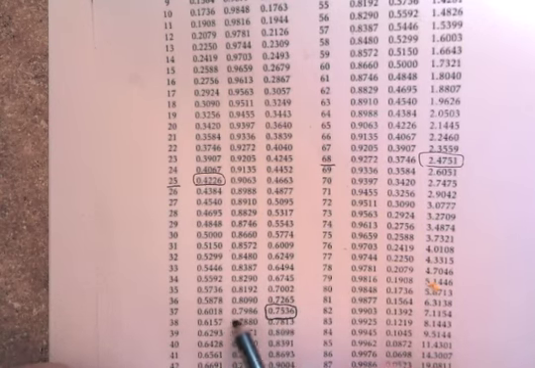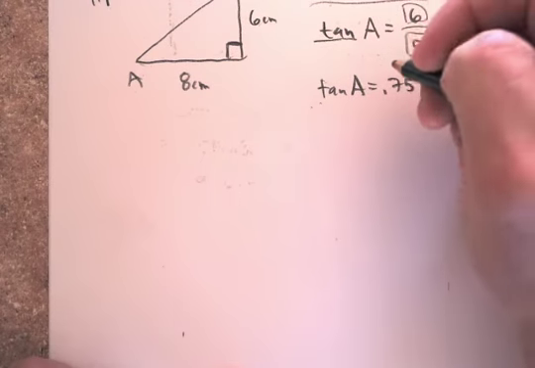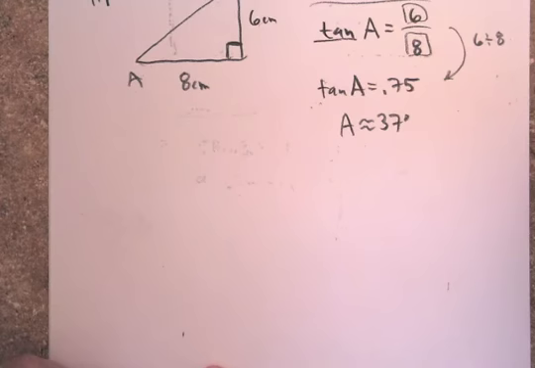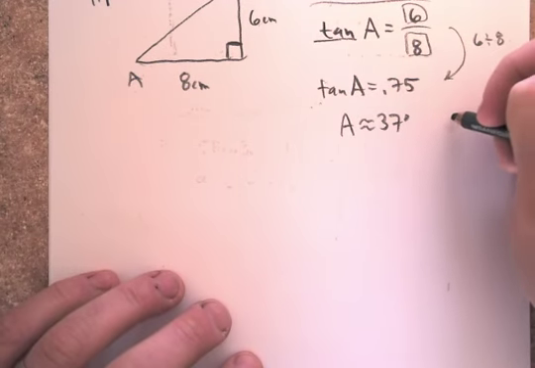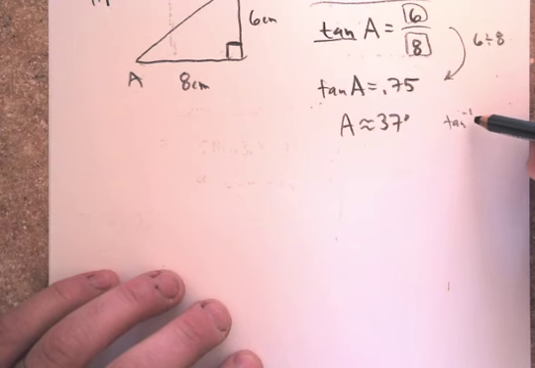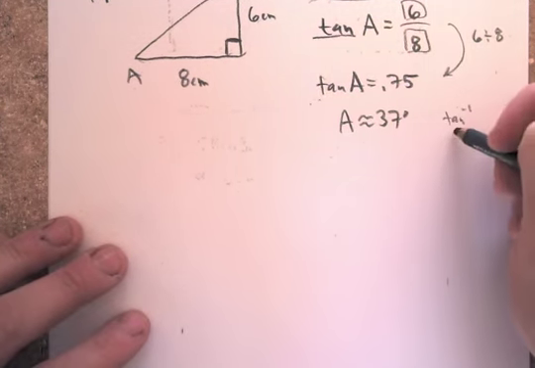Okay, what angle are we dealing with? That would be a 37-degree angle. Okay, so as long as you get these to the nearest degree, you're fine. So closest to 37 degrees would give me close to 0.75. So A is about equal to 37 degrees. There's also a button on your calculator that might say tan -1 that you can also use if you are using a calculator on these and not using this trig table, just so you know.